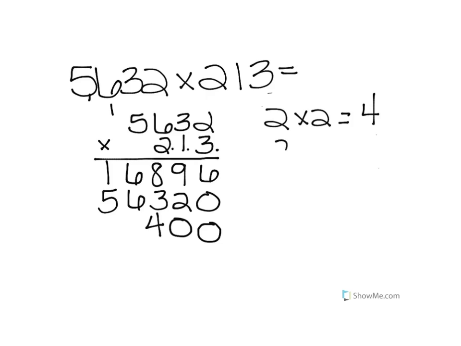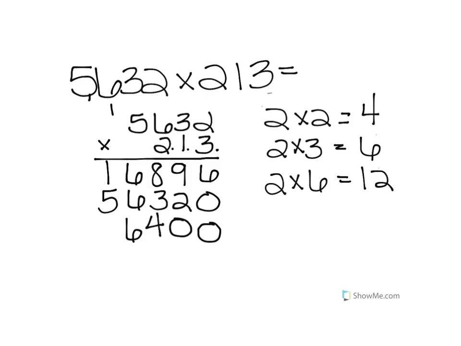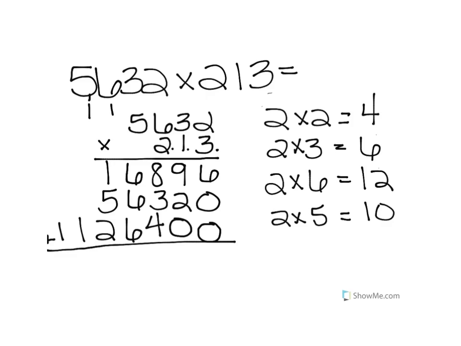Now I'm going to do 2 times 3, which equals 6. 2 times 6, which equals 12. I'll put the 2 right here and carry the 1 over there. 2 times 5 equals 10, but I have to add my 1, so it's actually 11. And now I'm ready to add all these numbers up.